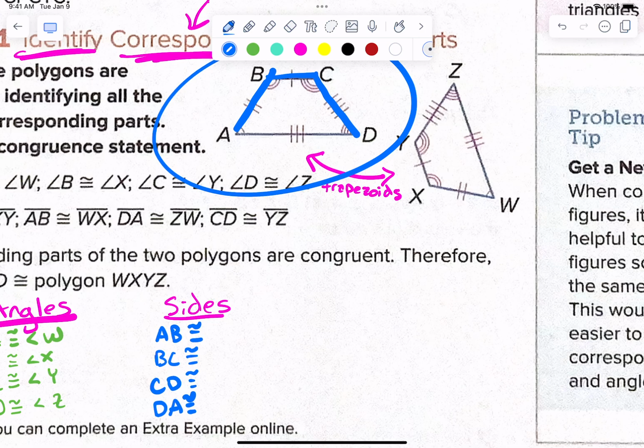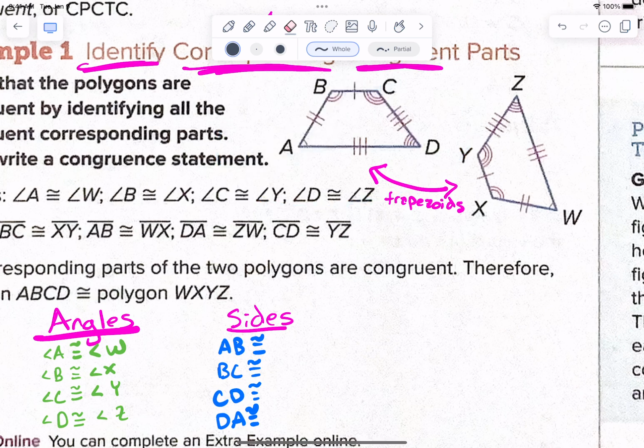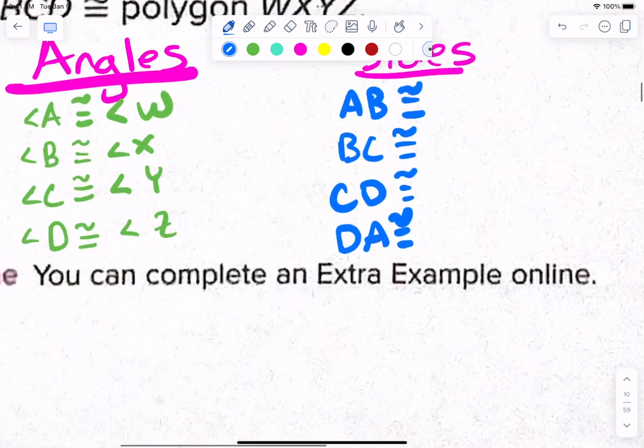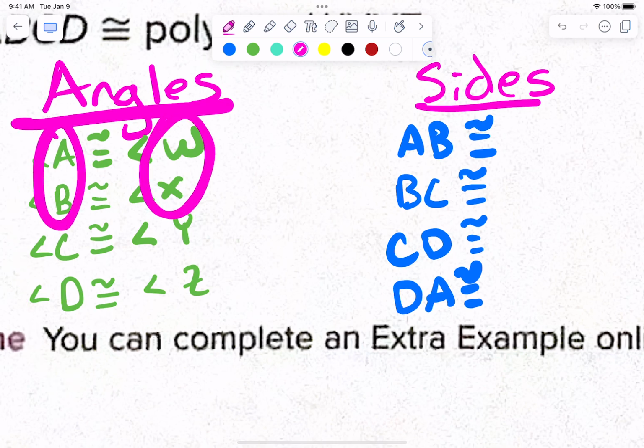Okay? All right, are you ready to know how to cheat? I will show you how to cheat. I don't even have to look at this figure to figure out what the sides correspond to what. Are you ready? Just look over here, right? If I'm looking at side AB, it's got to be WX. Does that make sense?